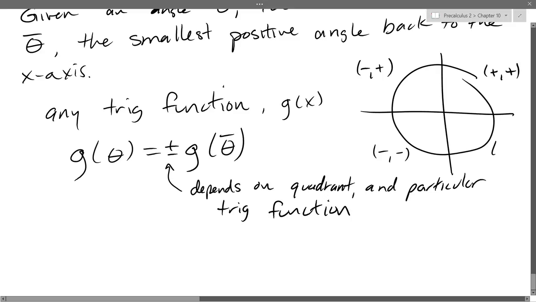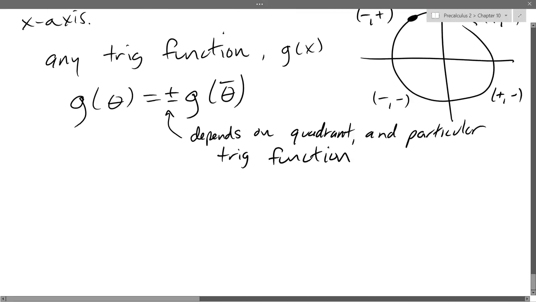positive, positive, positive, negative. So depending on what quadrant you're in and what trig function you're using, for example, if our point's up here, cosine is negative. And if we're here, still in quadrant 2, and we have a sine function, our sine function will be positive. Tangent's a little tricky because it's y over x. If one of them is negative, tangent will be negative in quadrant 2. Tangent is positive in quadrant 3, because negative divided by negative is positive. So tangent is a little bit sneaky.